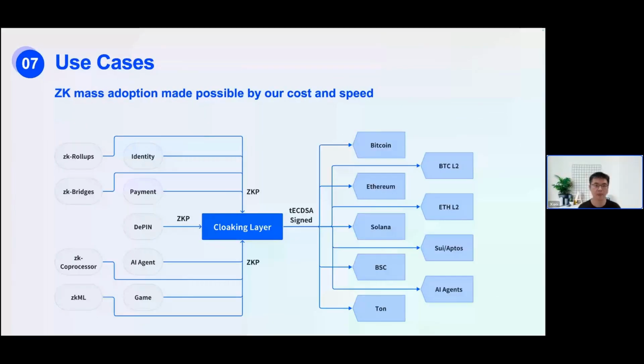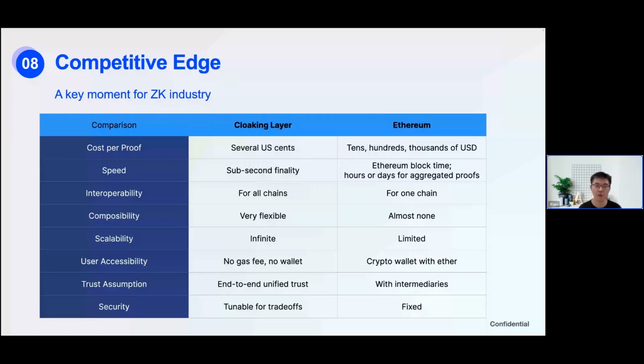Here is a summary of the advantages of the Cloaking Layer compared to doing zk verification in Ethereum. We know zk has been in the field in the Web3 industry for quite some time, but we're not seeing that many applications.